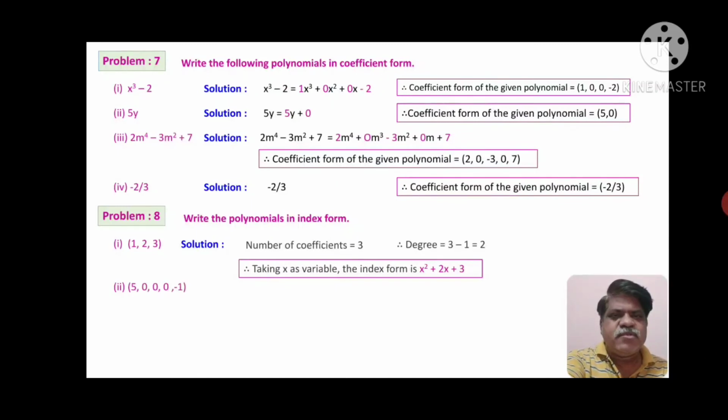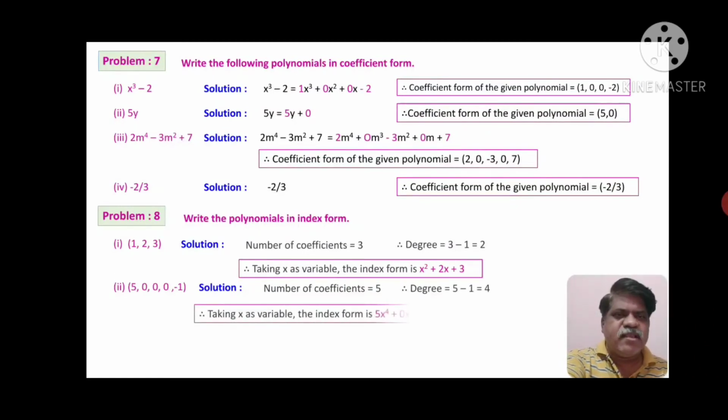5, 0, 0, 0. Degree of this will be 5 minus 1, that is 4. Therefore taking x as a variable, the index form will be 5x raised to 4 plus 0x cube plus 0x square plus 0x minus 1.